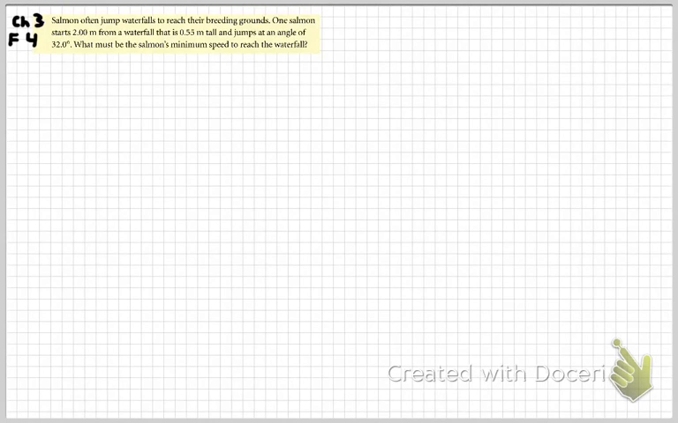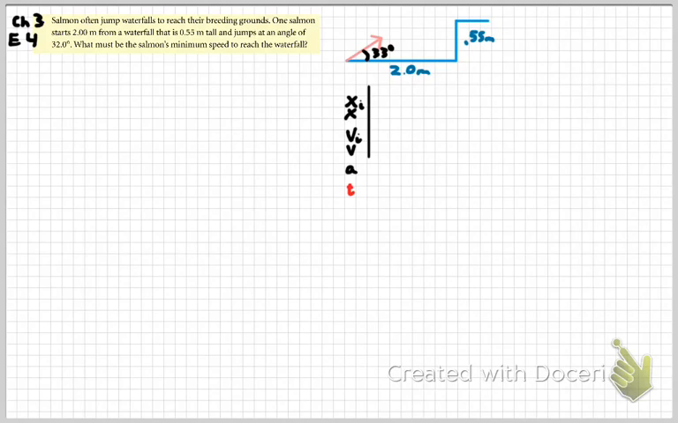All right, we're in Holt Physics, Chapter 3, Problem E4. In this problem, we have a salmon that's jumping upstream, and it needs to leave at an angle of 32 degrees, and it has to cover a 0.55 meter cliff, a little more than half a meter, and it has to travel 2 meters.